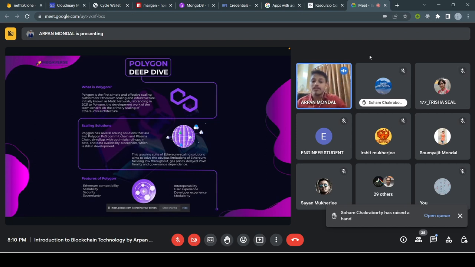And what's the feature of Polygon? It's Ethereum compatible. Like if you know Solidity, you can write Polygon code. We're going to see that also today because there is a workshop. Everybody will get a free NFT for the workshop, whoever does it on their own.